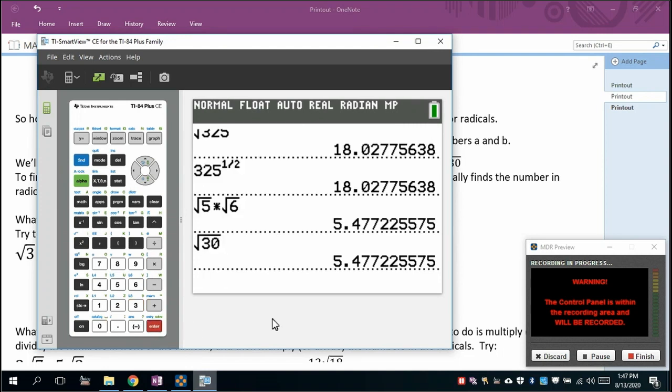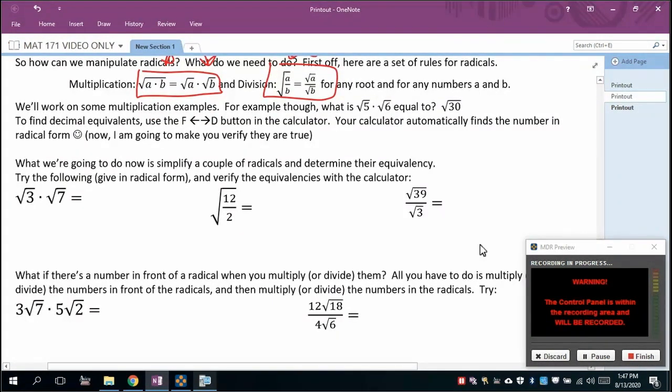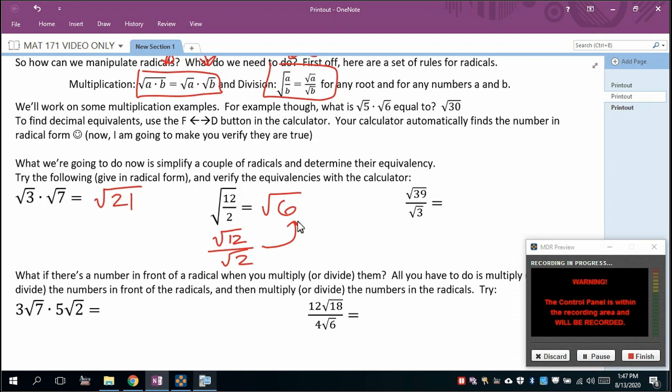Now, there are calculators that actually do simplify radicals, which is cool. But we're only going to be dealing with square roots here. So square root of 3 times the square root of 7 is going to be the square root of 21. Now, this will become the square root of 6, square root of 12 over the square root of 2. Now, here's the other thing. Square roots do not cancel out or anything, they have to stay as a square root. And consequently, this is going to become the square root of 13. So that's what we're going to get here.